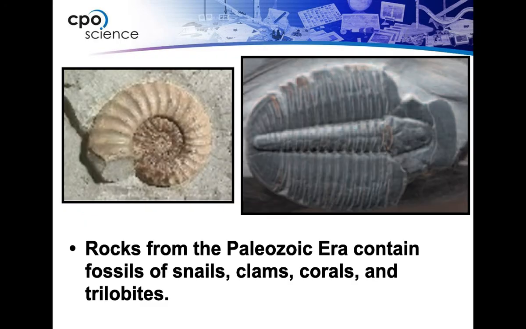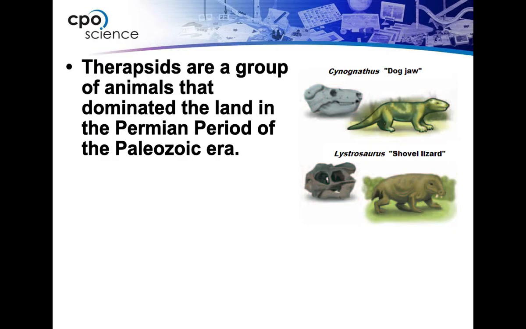Rocks from the Paleozoic era, you'll see fossils of snails, clams, corals. Another really interesting one that is really common from this era, and went extinct at the end of it, would have been a trilobite. You see it in the picture there. They're really cool organisms where they almost look like they have body armor on their underside, and they could be big. I'm not talking about little small things when we think of an insect.